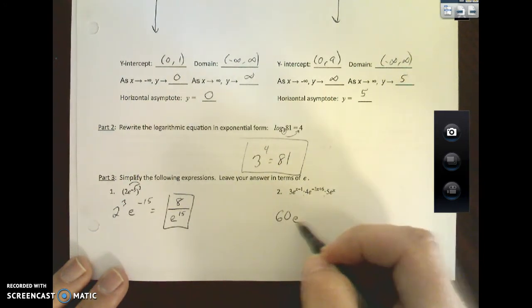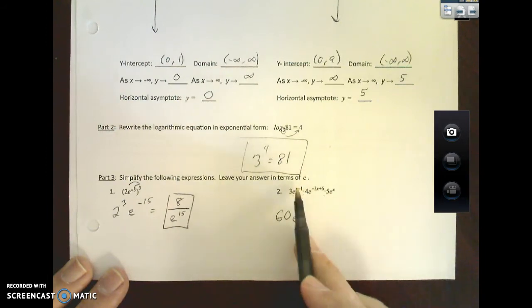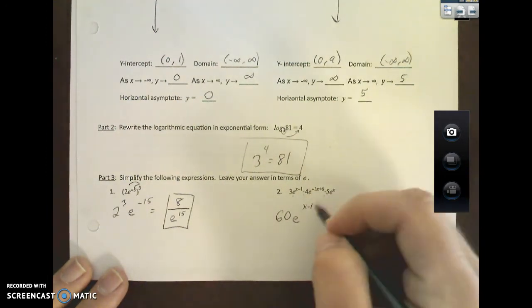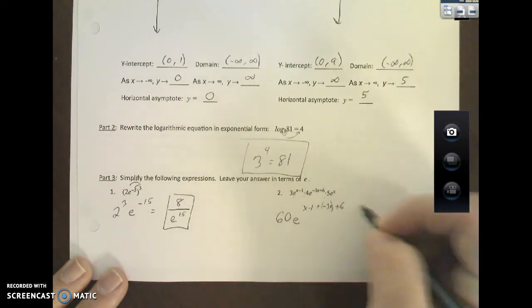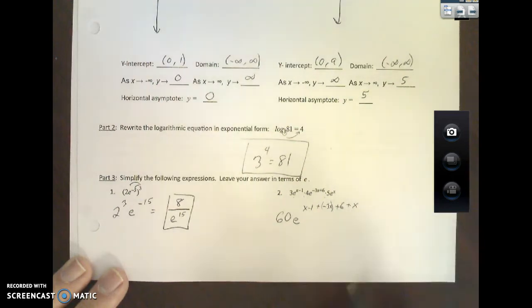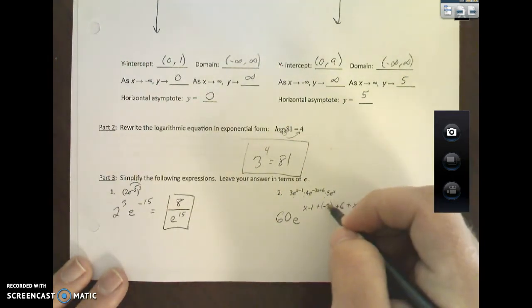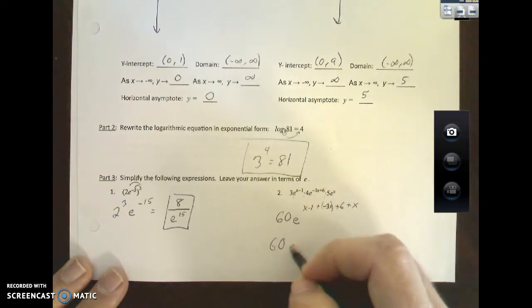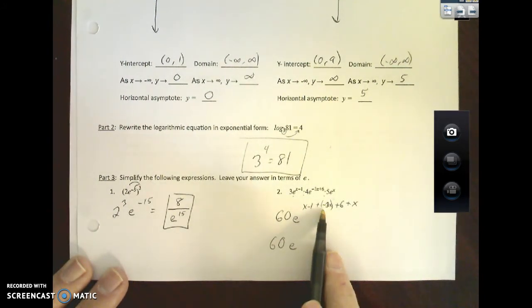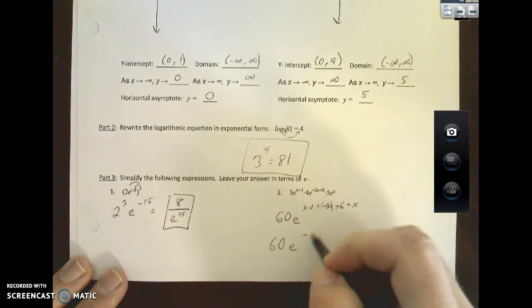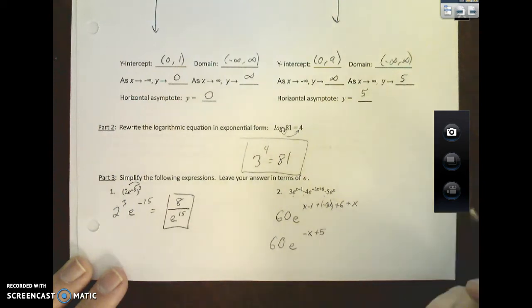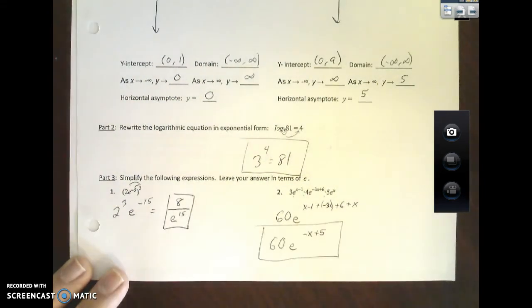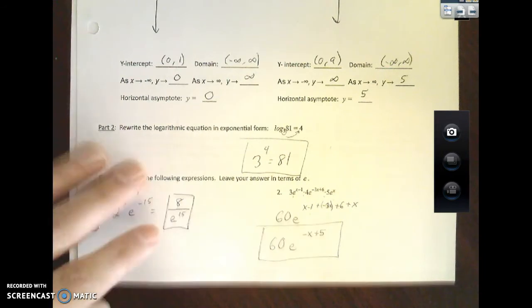On the right, I'm combining like terms, so I'm doing 3 times 4 times 5, which gets me 60. These are all base e, so I add my exponents. I'm looking at x minus 1 plus negative 3x plus 6 plus x. All I'm doing is combining like terms at this point. 60e, x minus 3x is negative 2x plus x is negative x. Negative 1 plus 6 is 5. And we're good. Looking solid. Good so far. On the back.